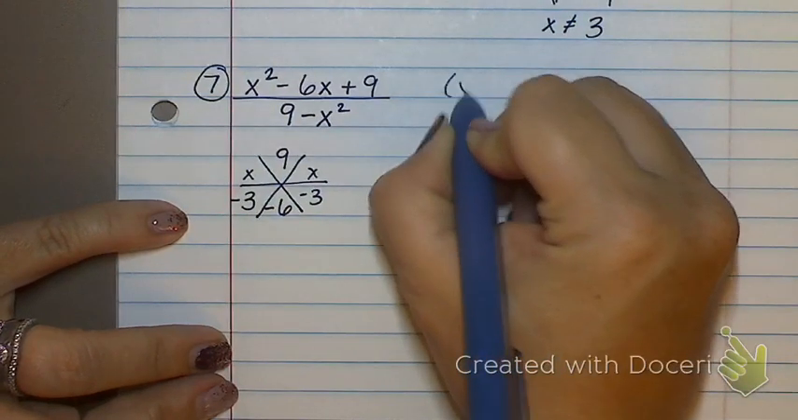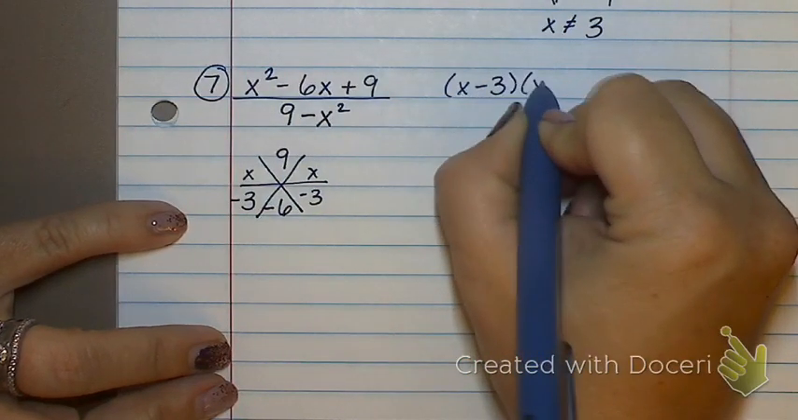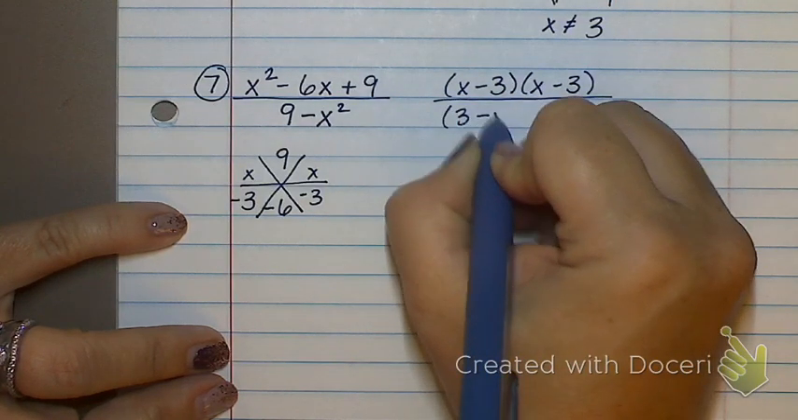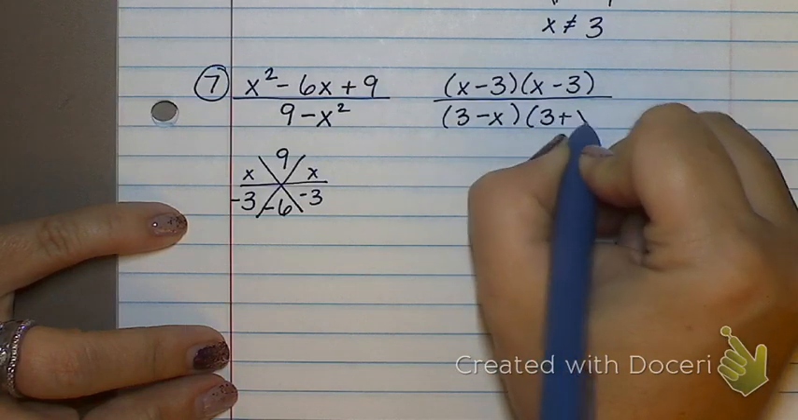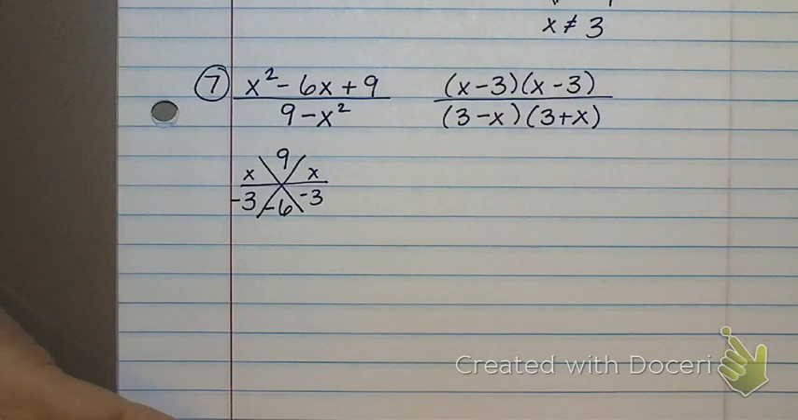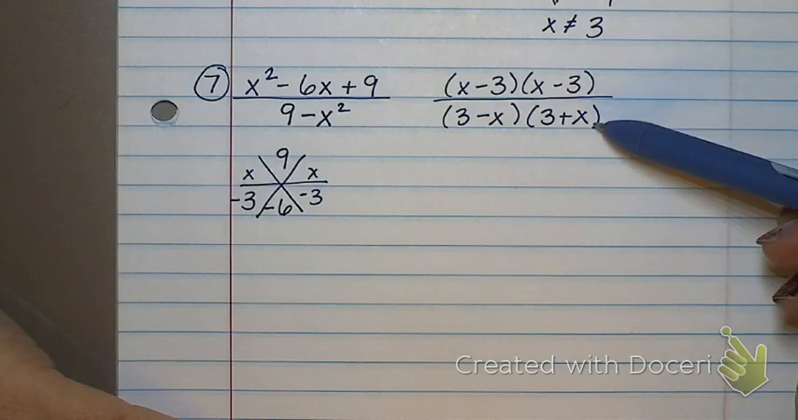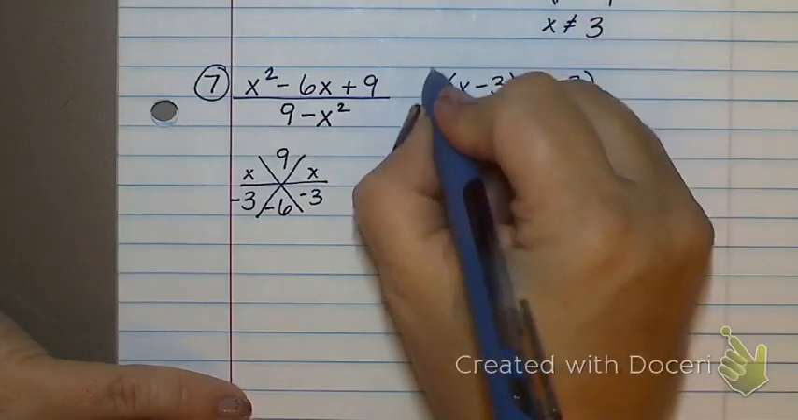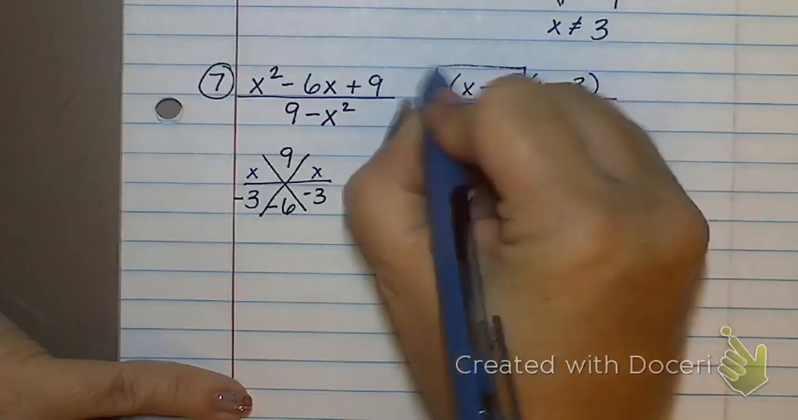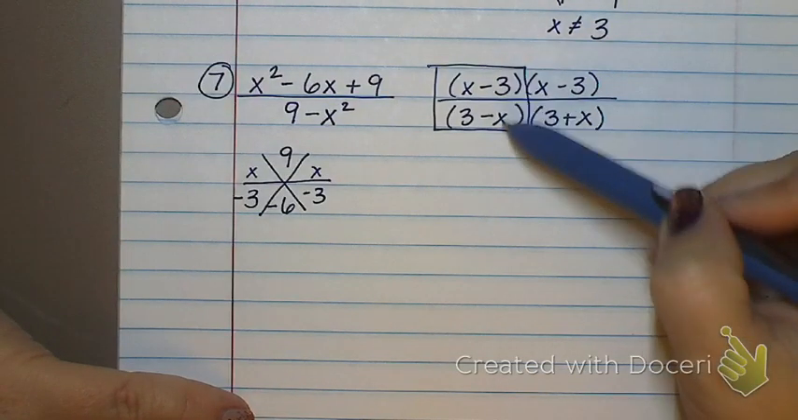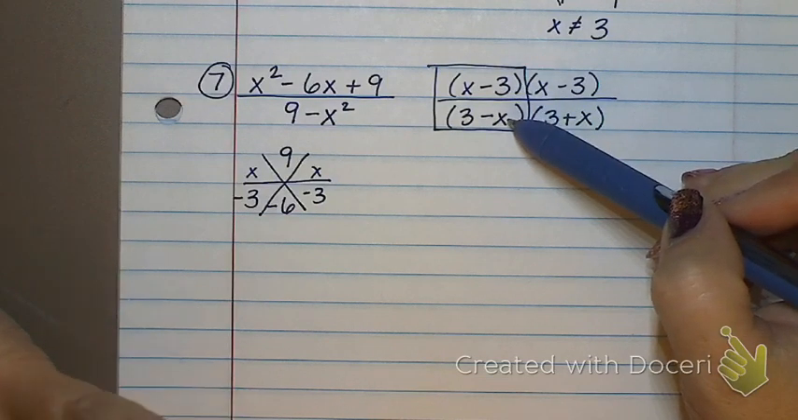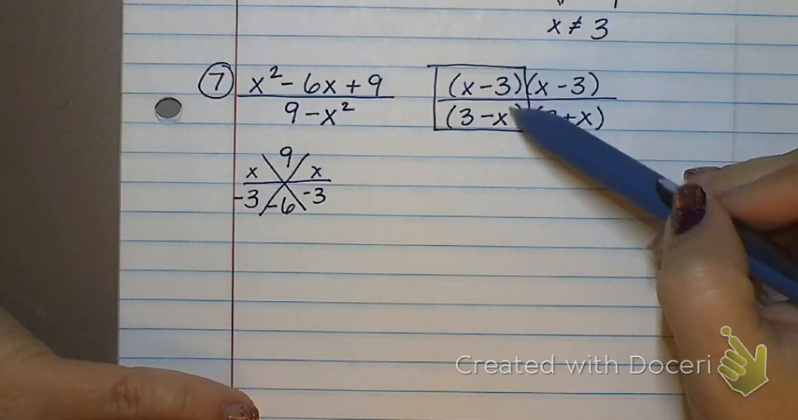So that gives me x minus 3 and x minus 3. And the bottom? 3 minus x and 3 plus x. What cancels? Are you sure? Nothing is going to cancel with 3 plus x, right? That guy's guaranteed to be in my answer, right? What I'm going to talk to you for a minute about is this right here. Those don't match exactly, right? One of them has a negative 3 and a positive x. The other one has a positive 3 and a negative x, right? They're similar, but opposite.